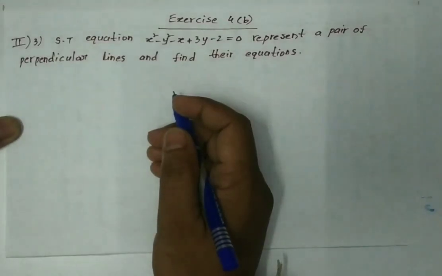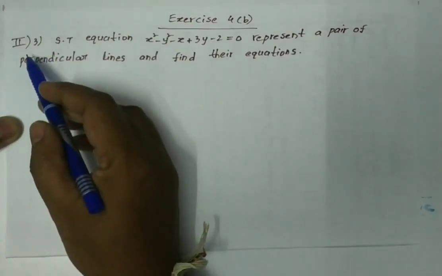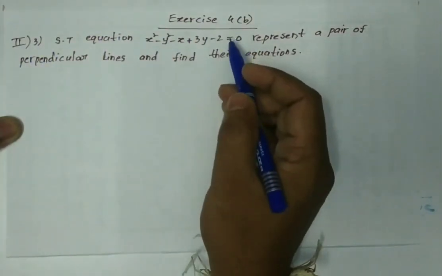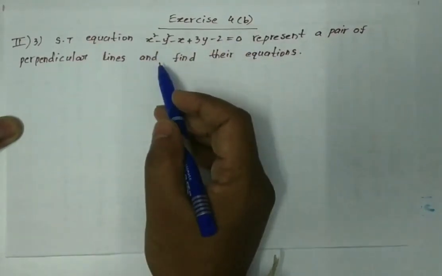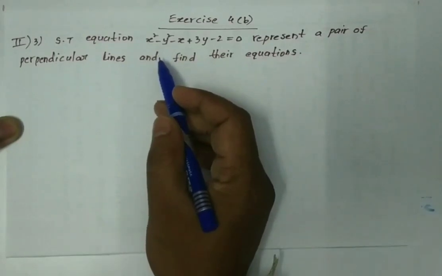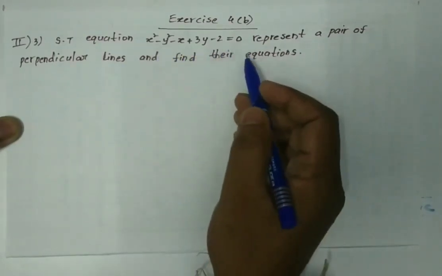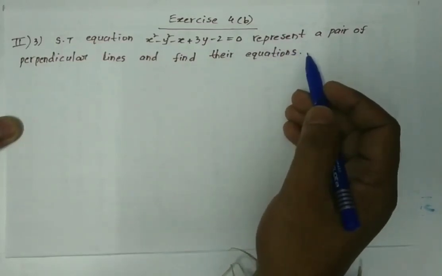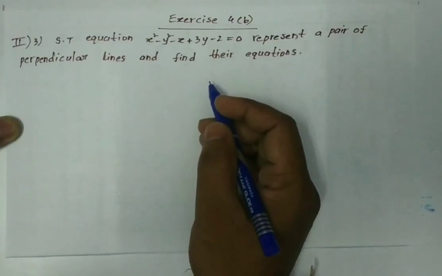Today we are going to discuss some problems in exercise 4b. First, let us see the third problem in the second Roman numeral in exercise 4b. Show that the equation x square minus y square minus x plus 3y minus 2 is equal to 0 represents a pair of perpendicular lines and find their equations.